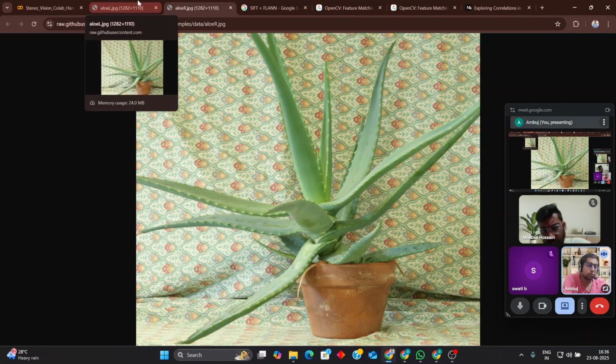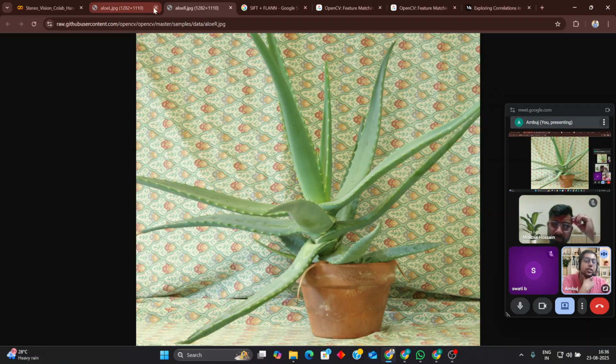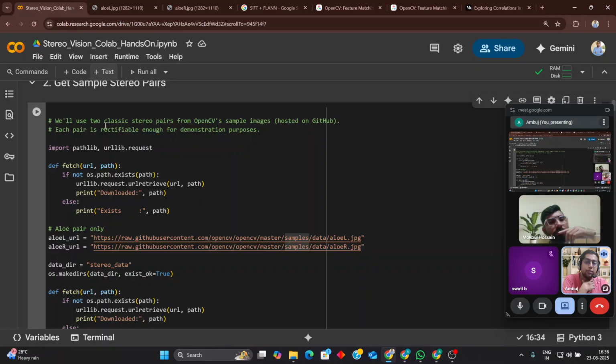You can use your mobile phone, try to capture, try to keep a distance, the focal length, everything, and capture the image of an object from two different planes. That exercise I have left, and I have directly imported the left image and the right image from open source. Yes, in the camera or edit option, there will be a rotation option. So if we rotate, will that work?